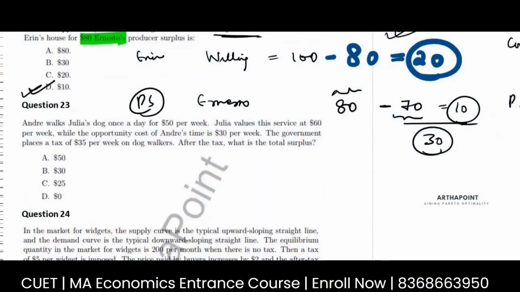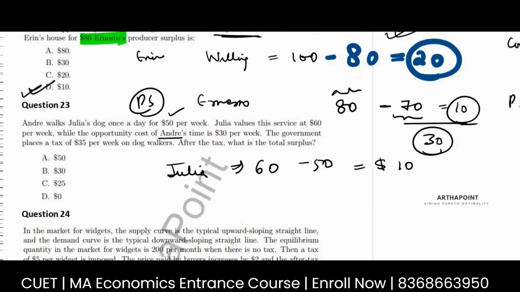walks Julia's dog once a day for 50 per day. Julia values the service at 60 per week. So first of all, they have intersected the equilibrium. Intersection is 50. Julia values this service as 60. So her valuation for the service is 60. She pays only 50. So she earns a consumer surplus of 10.